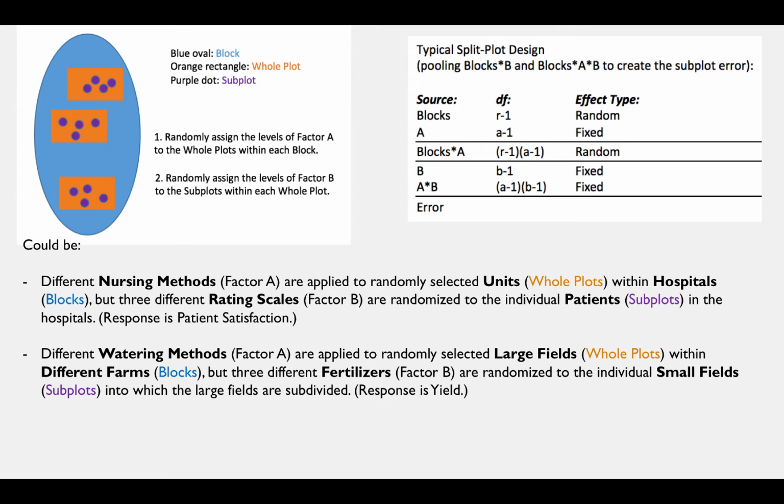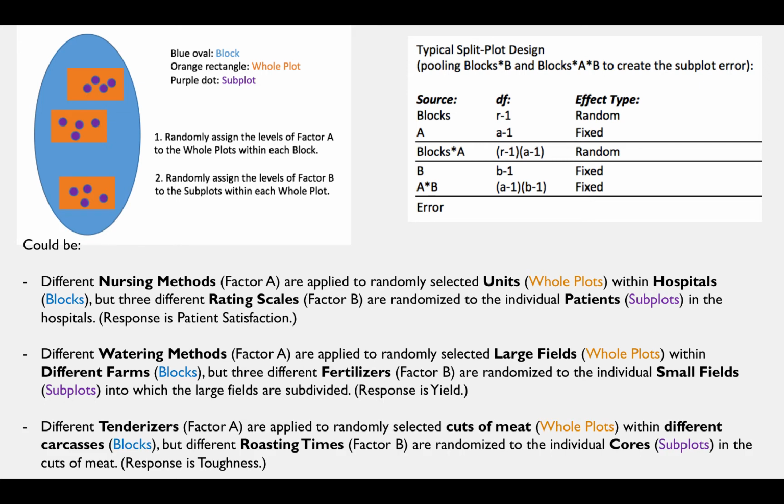Or another option would be that this could actually be an agricultural split plot design in plots on fields. So our high level, the blocks, might be different farms. Then we're splitting them into large fields within the farms. Each of those large fields gets a different watering method. Then within the field, we have smaller fields or subplots. And then on those subplots, we're applying 3 different fertilizers, and then measuring the yield. Or in the case we're looking at, tenderizers applied to these cuts of meat within the different carcasses, but different roasting times are randomized to those little subplot cores in the cuts of meat.